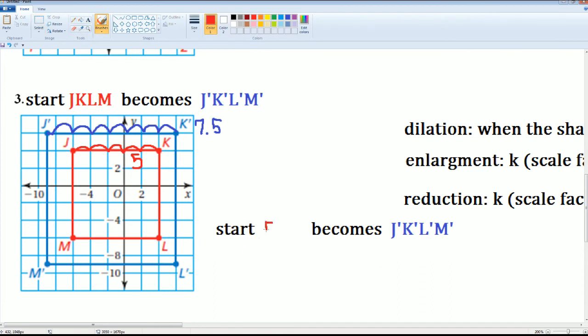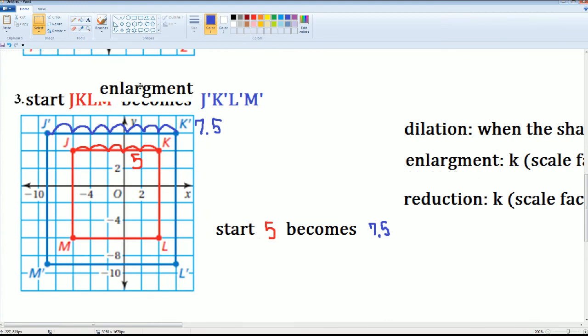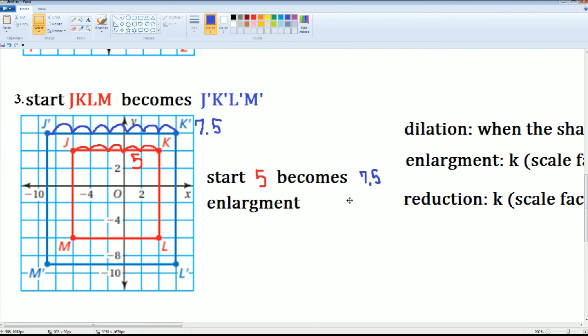That was your 5. Starts here on 5. Then it becomes the J prime, K prime, L prime, and M prime. And it became what number? That became 7.5. Good. So it goes from 5 and becomes 7.5. What is that? That is an enlargement because it got bigger. So again, that is an enlargement because it got bigger.